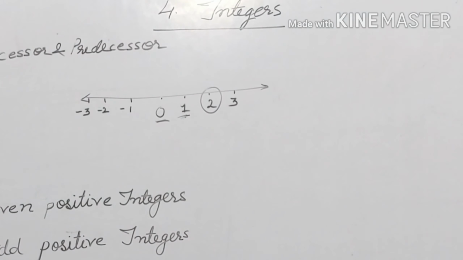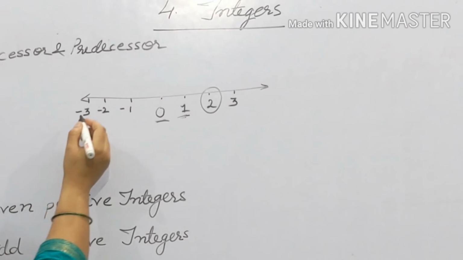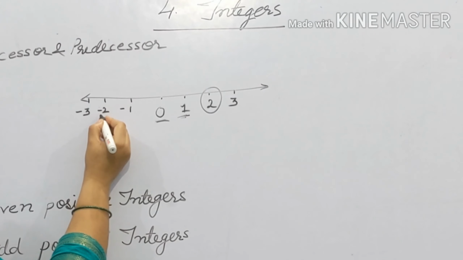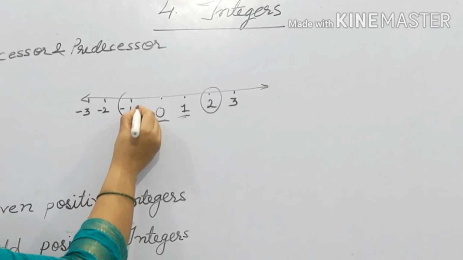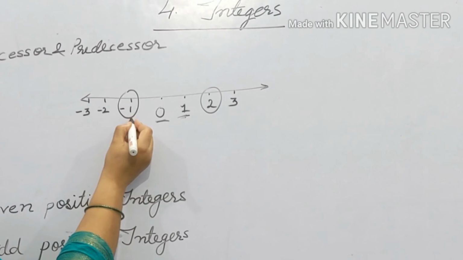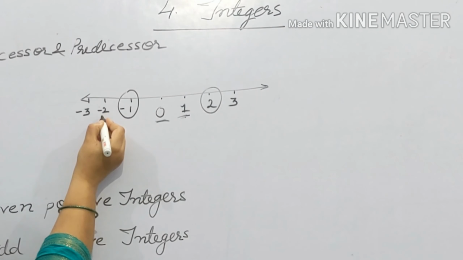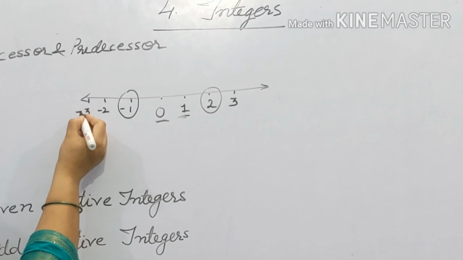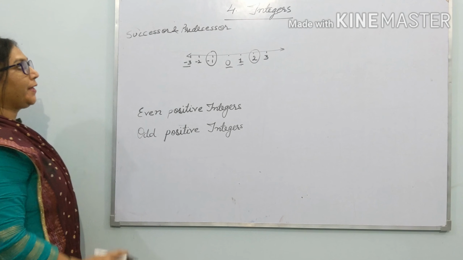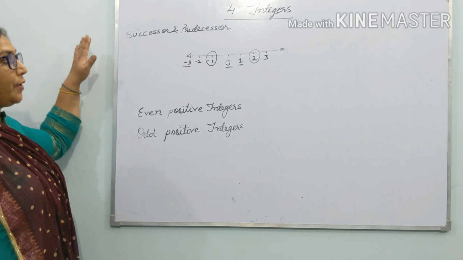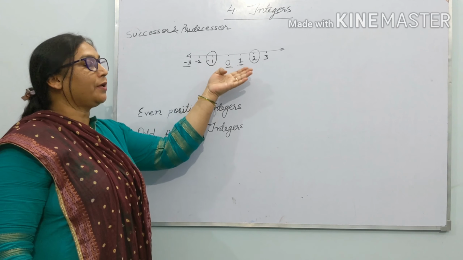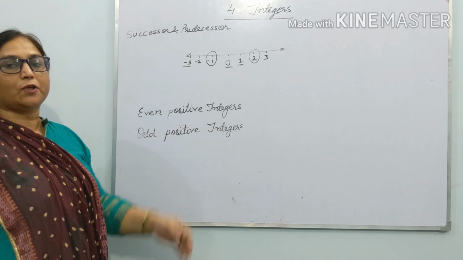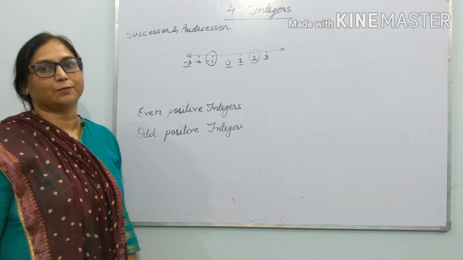Similarly, let us take one more example. Write down the successor of minus 2. The number to the right of minus 2 is minus 1. Hence, the successor of minus 2 is minus 1. The predecessor is the number to the left of this number. So it is minus 3. For such questions, instead of doing calculations, easily with a rough number line you can find the successor and predecessor of given integers.